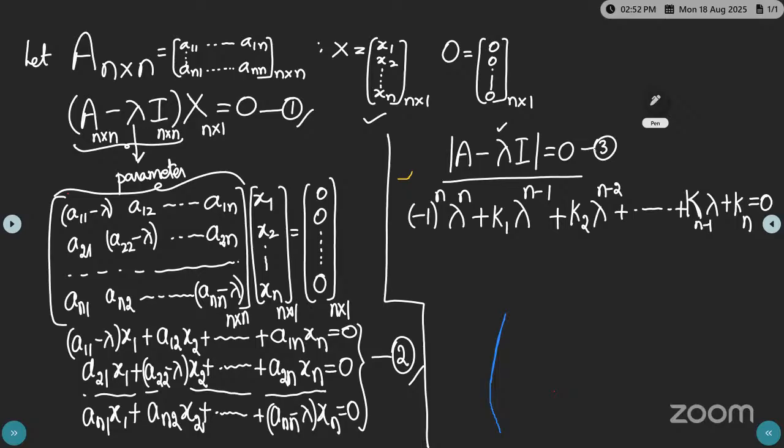On solving it, we get n number of lambda values, which are known as characteristic roots, characteristic numbers, or latent roots, or eigenvalues.